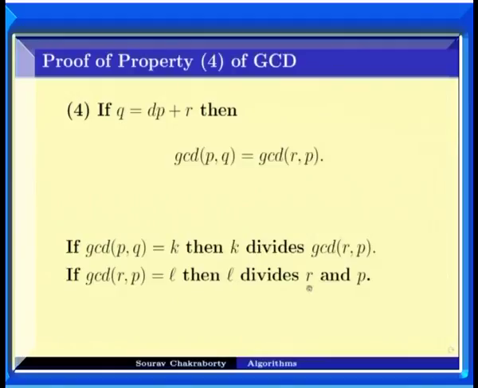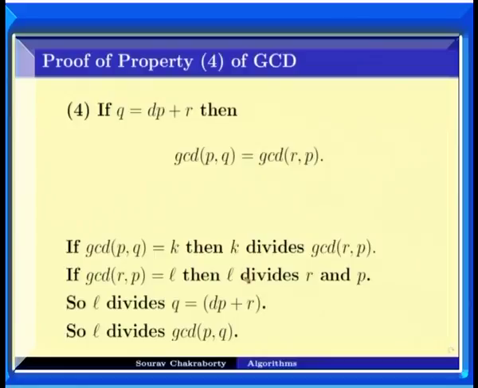know? L divides r and L divides p, and again by similar logic, L must divide the linear combination of both of them, which is dp plus r, because L divides p, so L divides dp, and L also divides r. So, L must divide the summation of those two, and so again as we had seen earlier, L divides p is something that we have, and L divides q, that is something that we have here. So, L divides both p and q, and thus L divides the GCD of p and q.